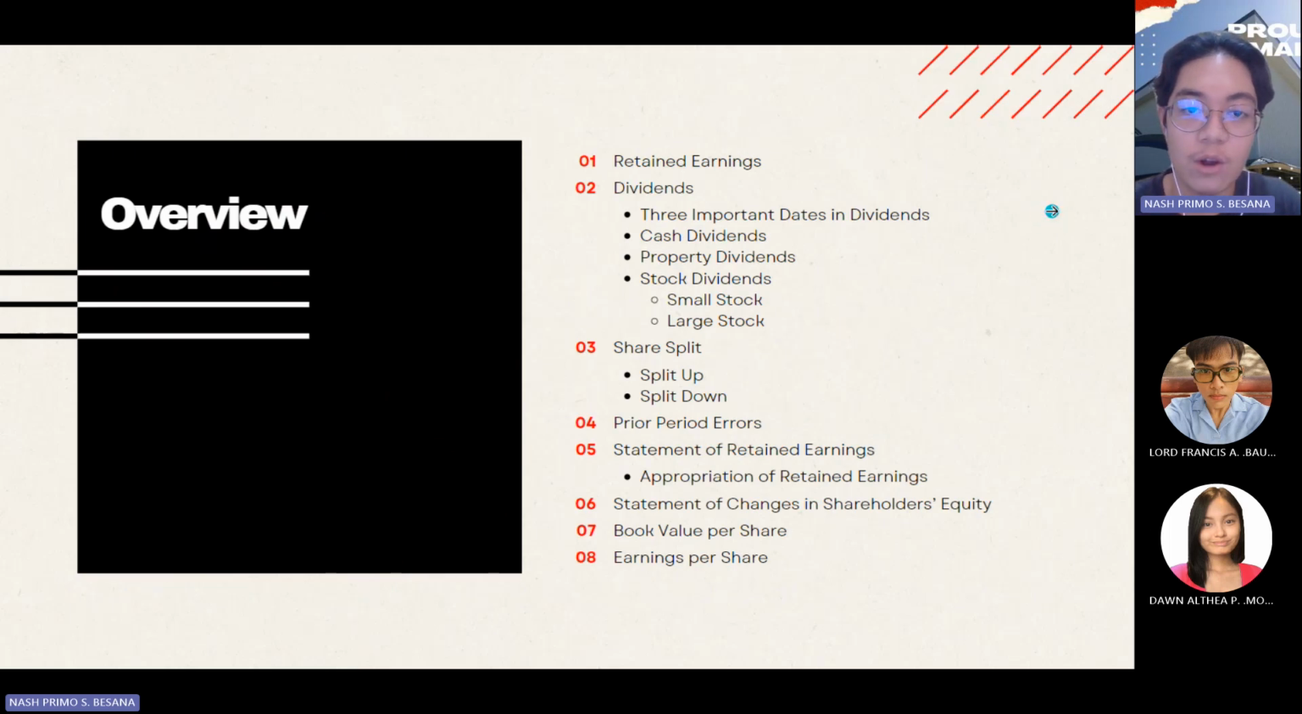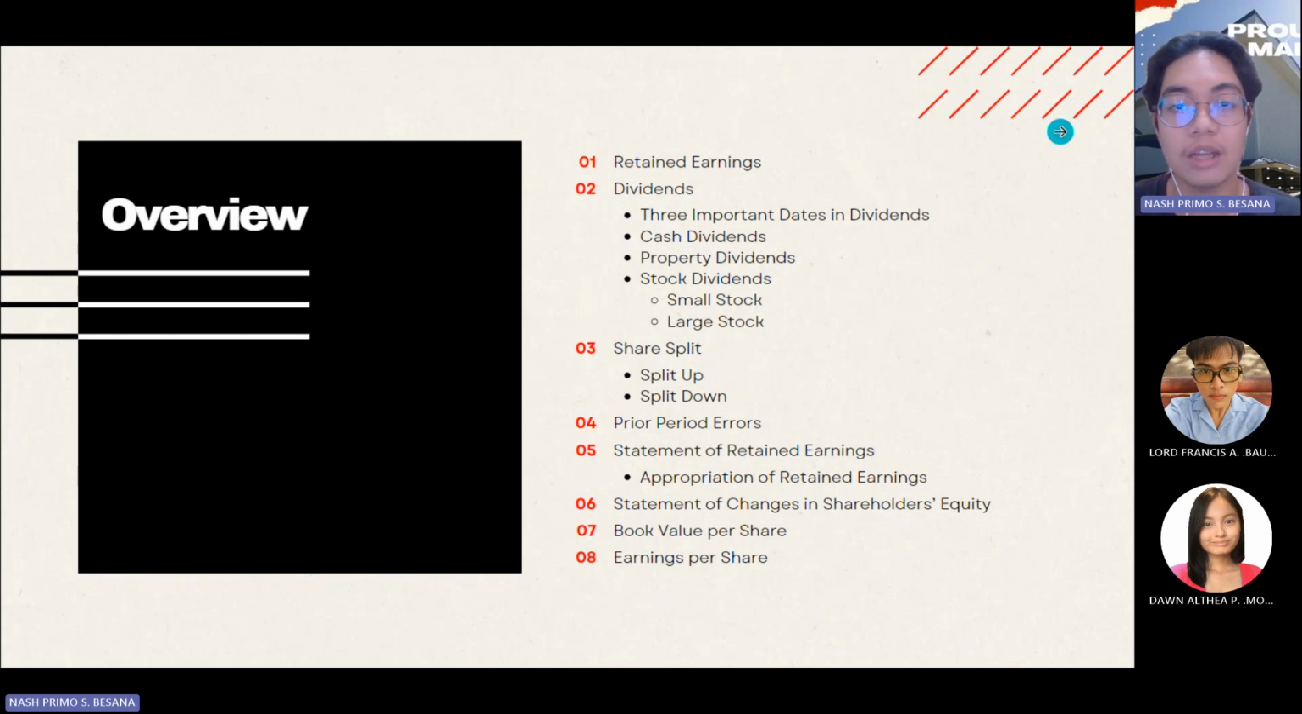So our agenda for today, we have a total of 8 topics. Medyo madami siya kasi medyo heavy talaga si corporation. First, we have retained earnings. Second, we have dividends, the important dates, the types of dividends, and how to account for each. Third, we have the share split, which is divided into split up and split down. Fourth is the prior period errors. Fifth is the statement of retained earnings plus kung paano mag-appropriate. Sixth, we have the statement of changes in shareholders' equity. Seventh is the book value per share, and eighth is the earnings per share.